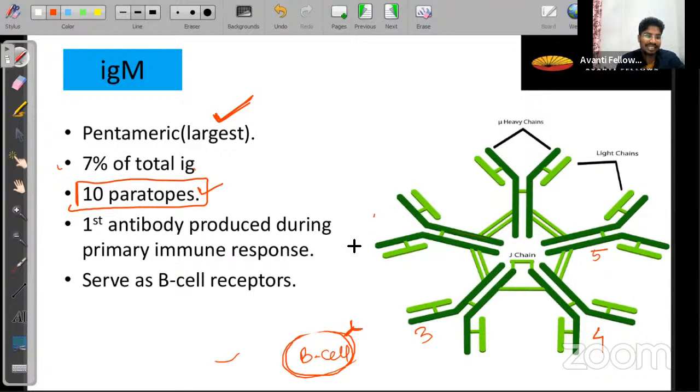It means it will take the information and serve as a B cell receptor. This particular immunoglobulin M will receive information from the B cell, and it will also provide information and material to the B cell. That is how it serves as a B cell receptor.